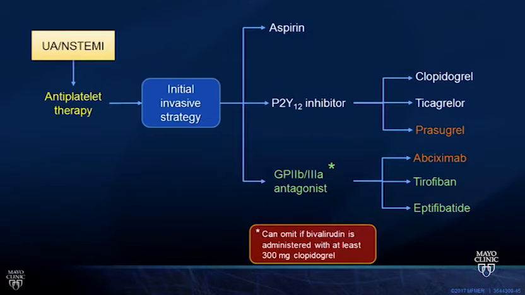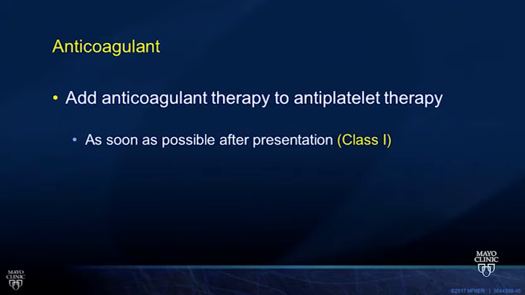In a high-risk patient, we can add a GP inhibitor. In this instance, we have the choice between abciximab, tirofiban, and eptifibatide. Anticoagulation is also important in the treatment of NST-ACS, and it should be provided as soon as possible after presentation.